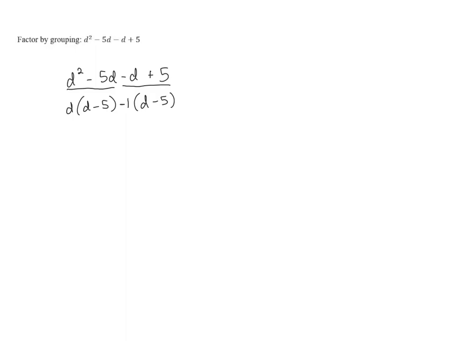And this ends up working out because we end up with d minus 5 in both of the groups. So the greatest common factor among the two groups is going to be d minus 5. And if we pull that out, the leftovers end up being d minus 1. So our final answer is d minus 5 times d minus 1.